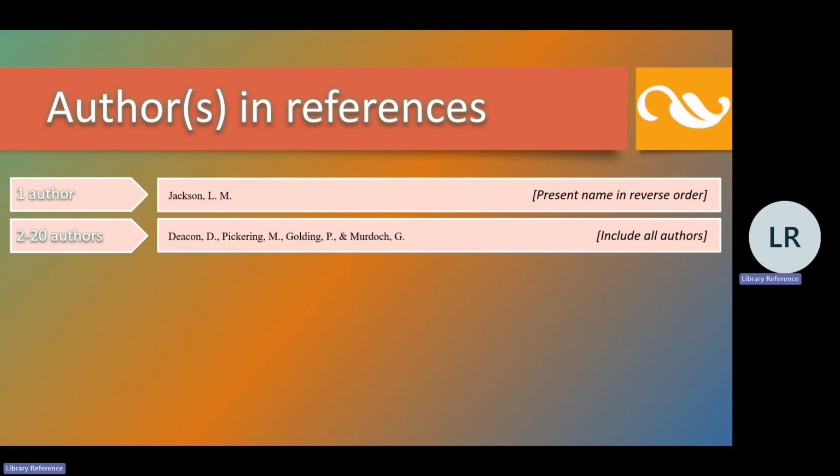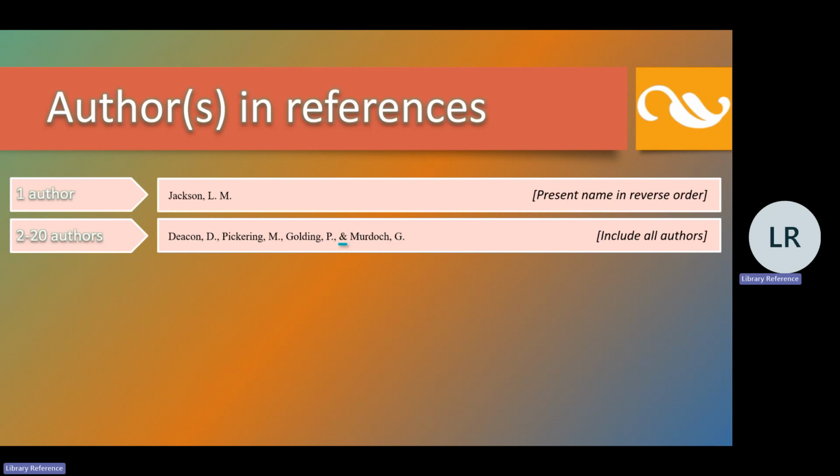How do we present them? In reverse order, as we mentioned earlier. But since they are many, we separate them with commas, the one from the other. And we also place an ampersand before the last author.